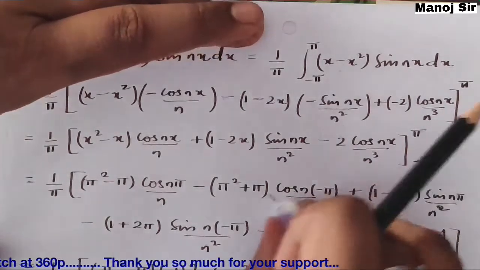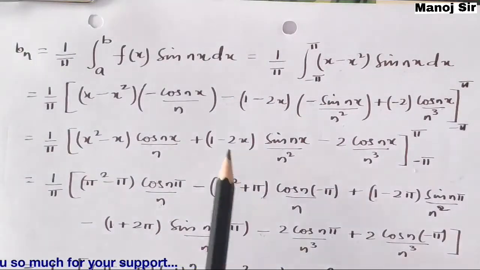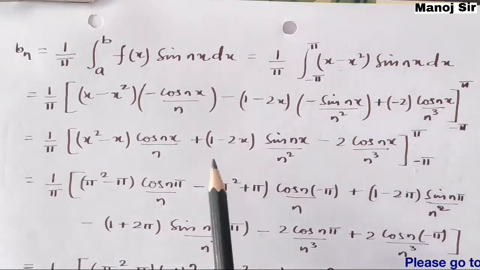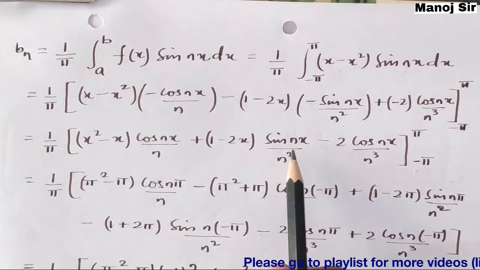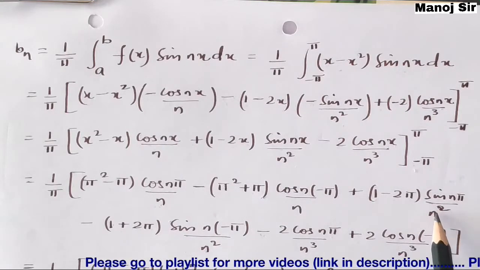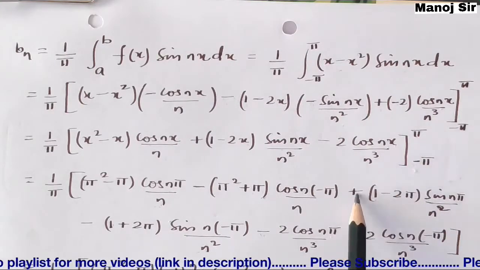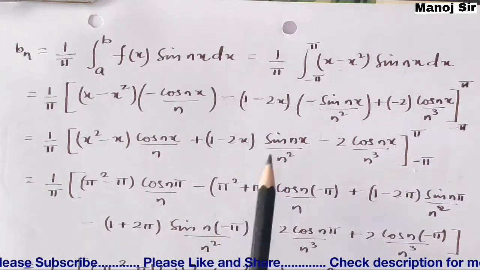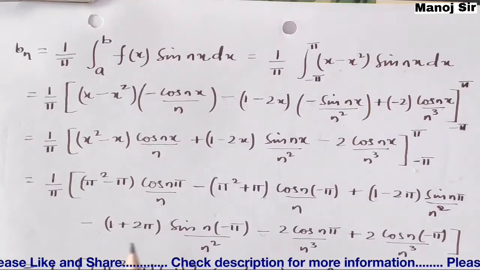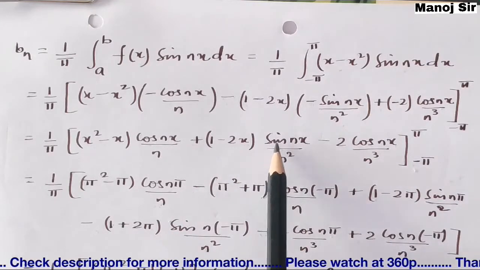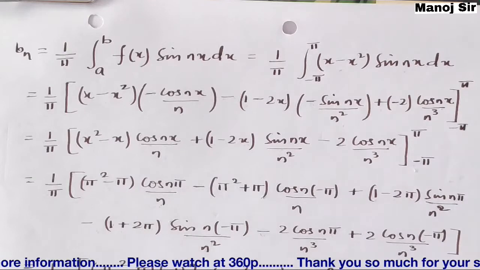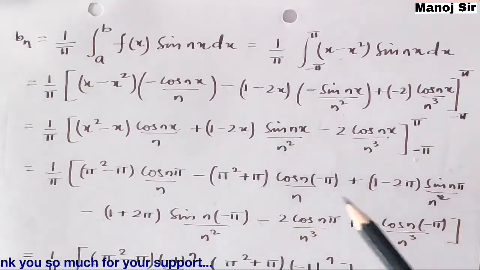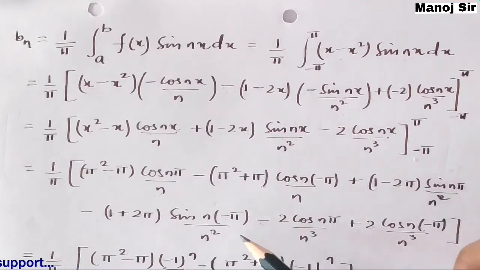Now we'll come to the second term, that is 1 minus 2x. In place of x, we need to write pi. So 1 minus 2 pi into sin nx, that is sin n pi upon n square. Now upper limit positive, so lower limit will become negative. In place of x, we need to write minus pi. So this is going to be 1 plus 2 pi, here we have sin n minus pi upon n square. So for the second term also, we are done with upper limit and lower limit.